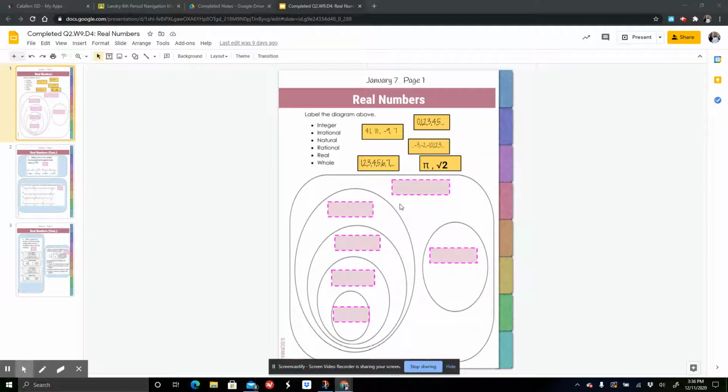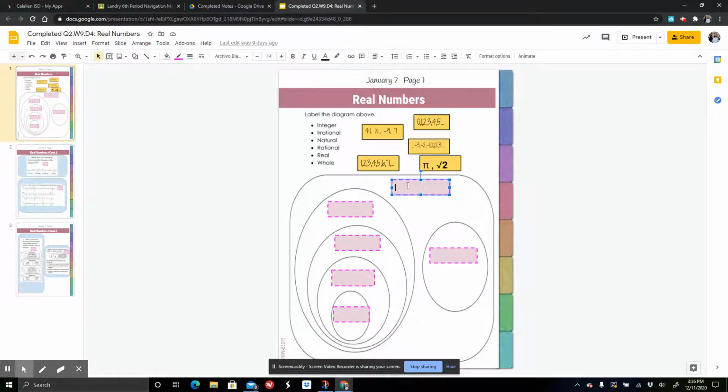Real numbers, page 1. This complete system is known as the real number system. So everything inside of this outer rectangle is the real number system. We're going to start from the very center of this one right over here. This is the natural numbers.